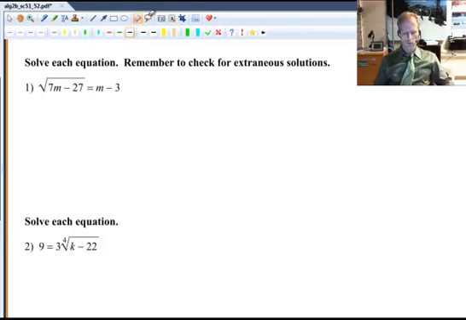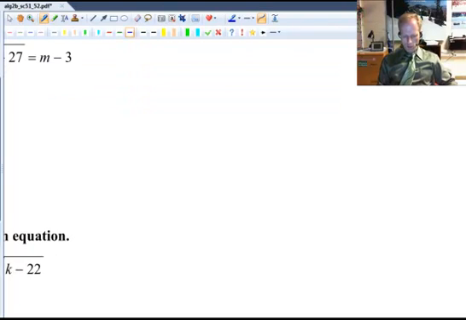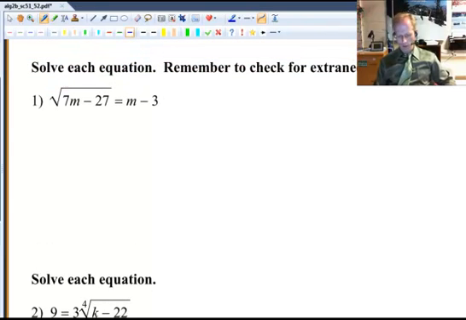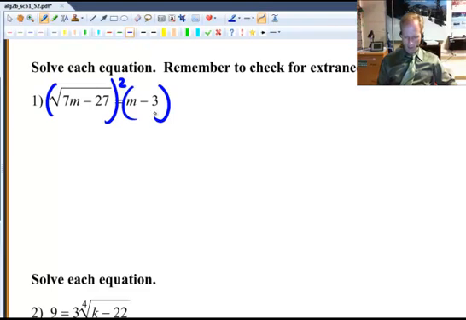Hello, in this screencast I'm going to solve some of the problems related to radical equations and graphing radical functions. In the first problem I have a square root equation, and I'm always going to solve that by, if it's not isolated already, isolating the radical on the left side of the equation. In this case it already is, so I'm going to proceed and square both sides of the equation.